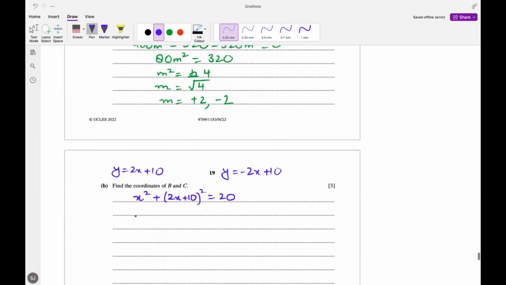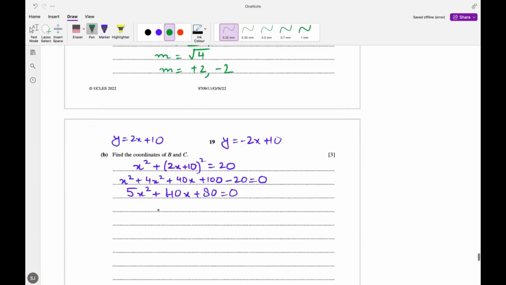So in place of y, we can first substitute (2x plus 10) whole squared equals 20. Expanding this, we'll get x squared plus 4x squared, then 2 times 2 times 10 will become 40x, plus 100. And then we can bring the 20 to this side, so this will be minus 20 equals 0. Simplifying this, we'll get 5x squared plus 40x plus 80 equals 0.